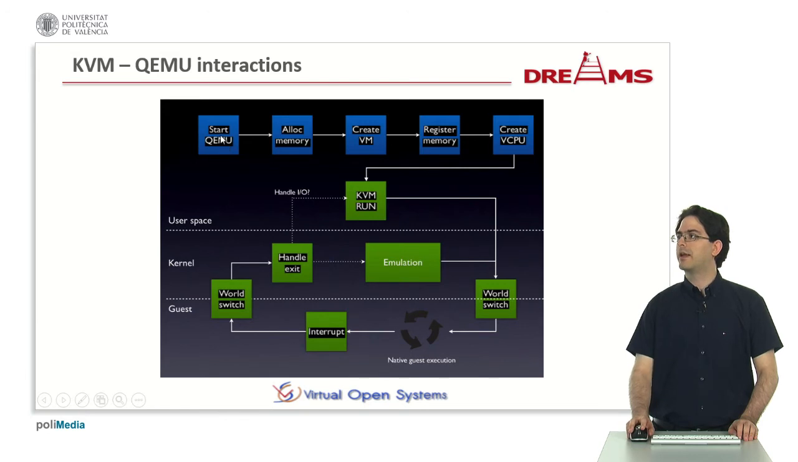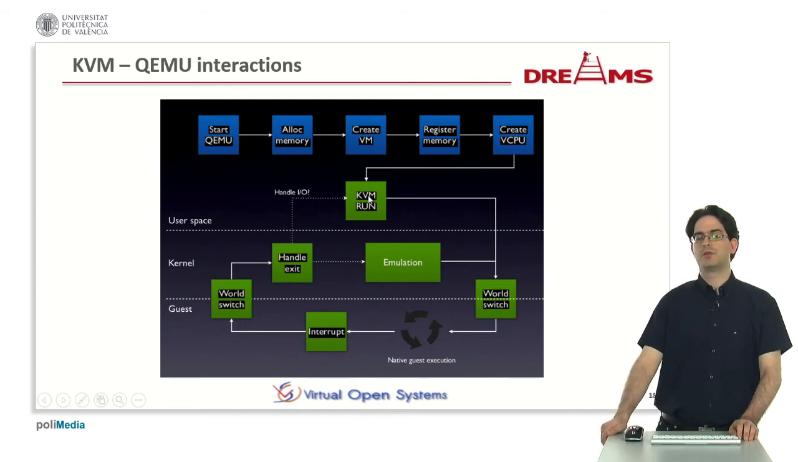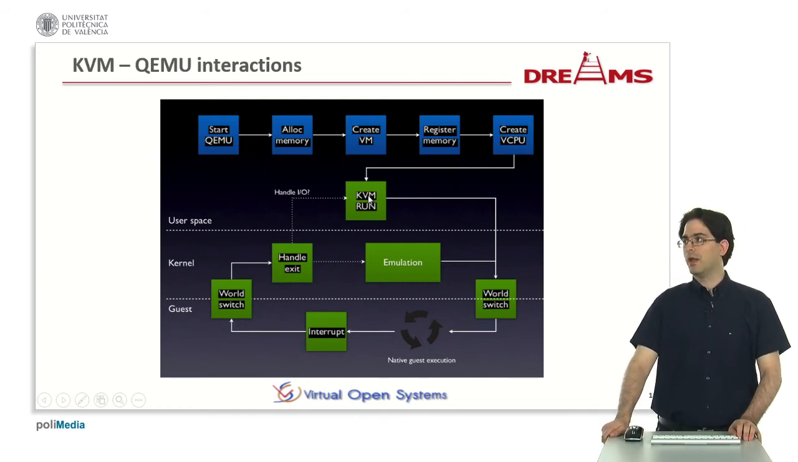So first, QEMU will ask KVM to create a virtual machine, after of course allocating its own memory and starting itself. Then KVM will handle all the initialization that is needed for hardware-assisted virtualization. Let's say set up the memory, the page tables, be able to run native CPU instructions on the host processor, create the vCPUs, and finally jump to guest code.